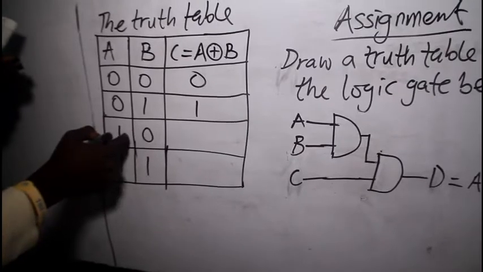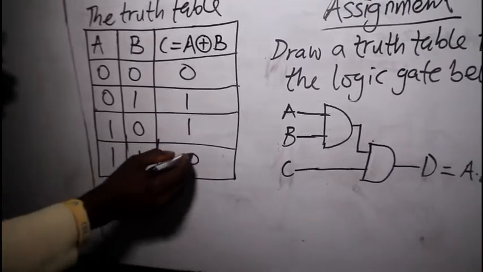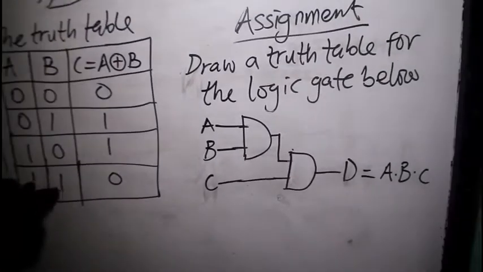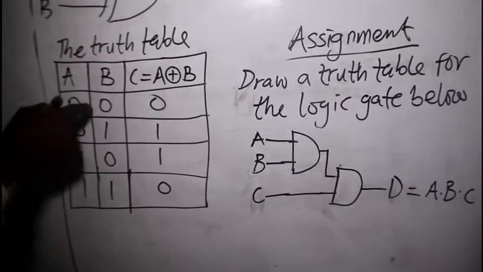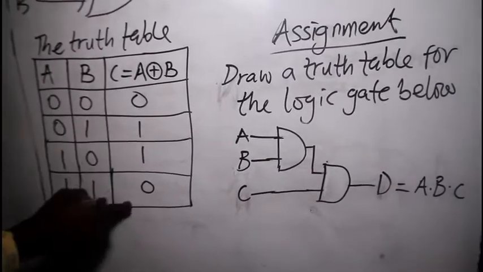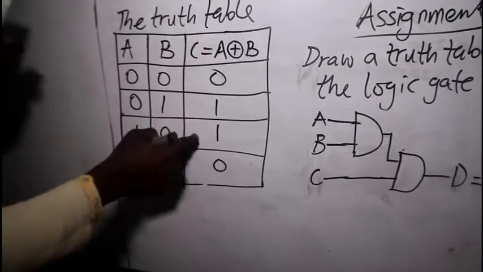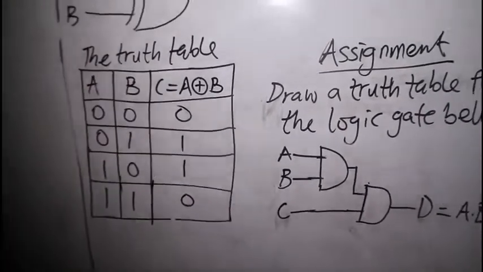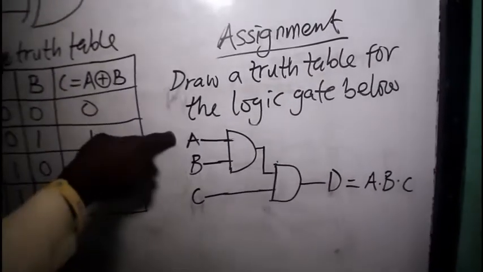When either of the inputs is 1 here, we have an output of 1. And when both of the inputs are 1, we have an output of 0. So if both inputs are of the same digit, 1, 1 or 0, 0, we are going to have an output of 0. We can only have an output of 1 when only one of the inputs is 1. That is the truth table for an exclusive OR. So I'm going to leave you with an assignment for it.